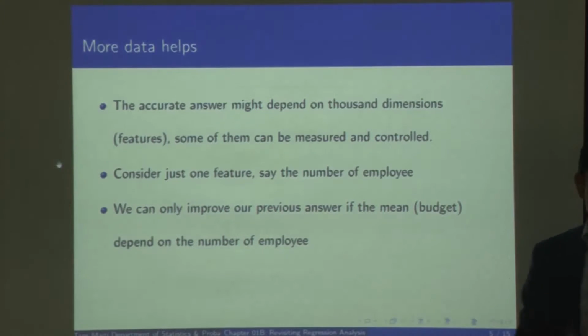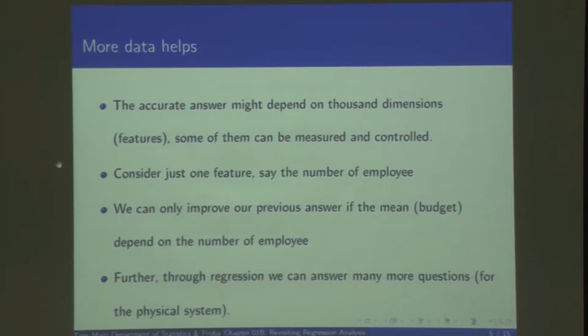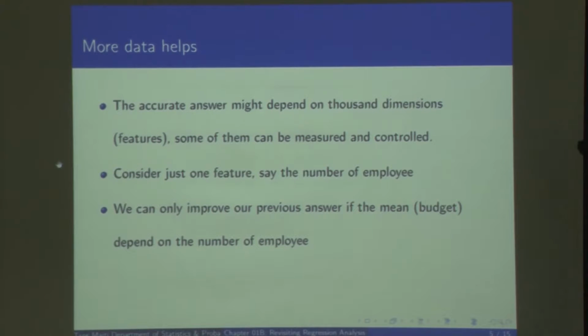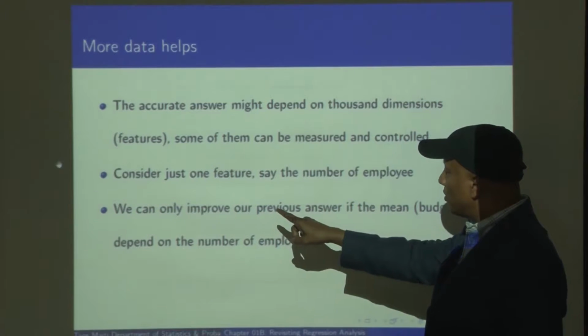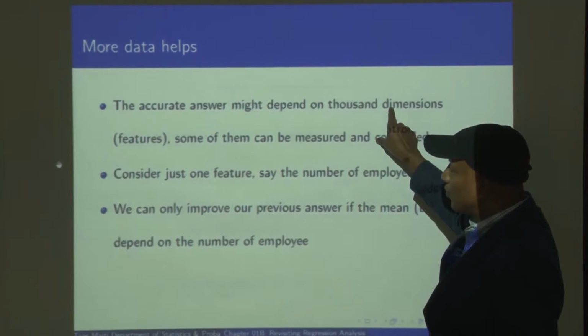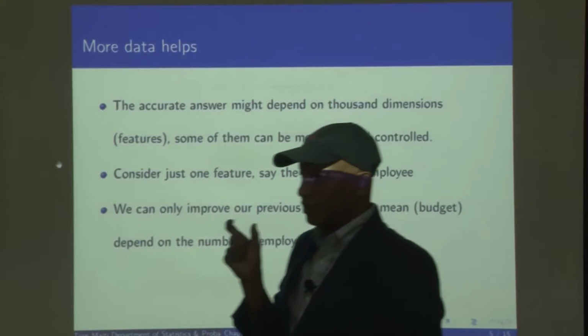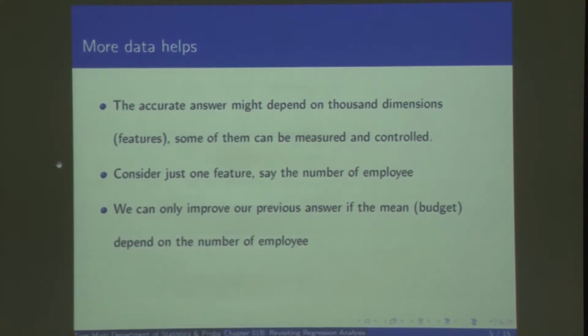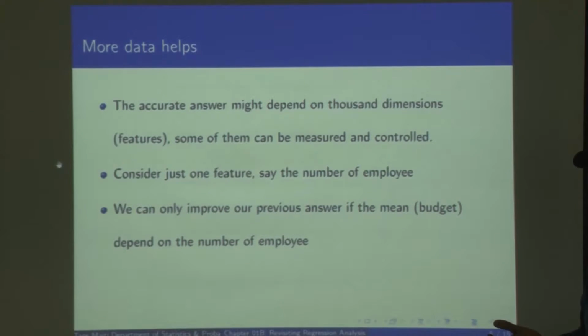Now, just to understand what this means: your answer would improve only when the additional information you are bringing is related to your target. Now, what does that mean? We think there exists some relationship, which is very natural, for example here between the total budget and the number of employees. But what is that relationship? How can I explain that relationship?